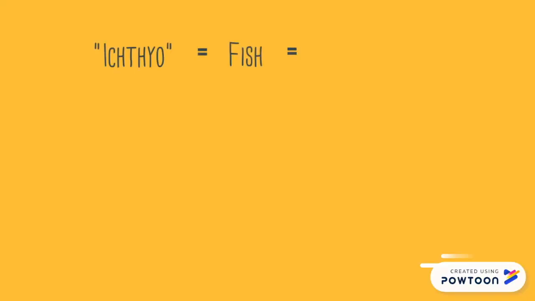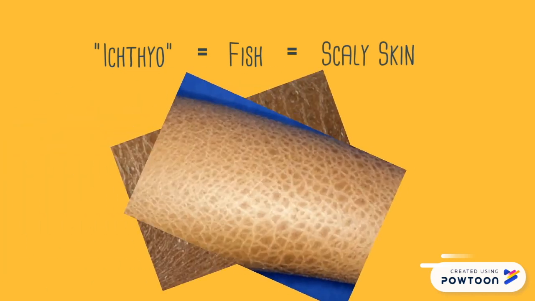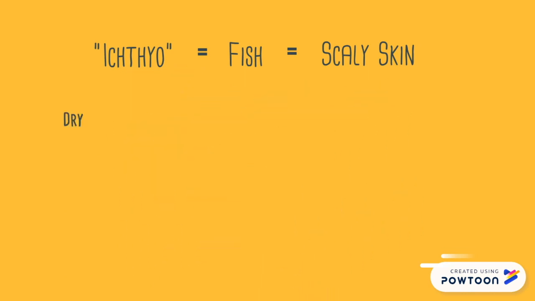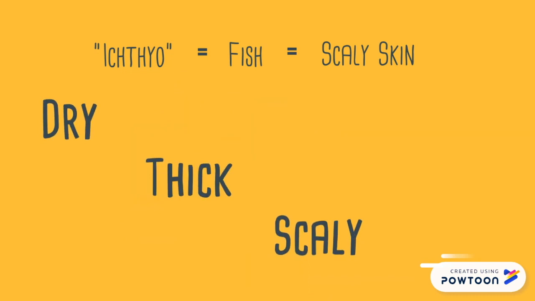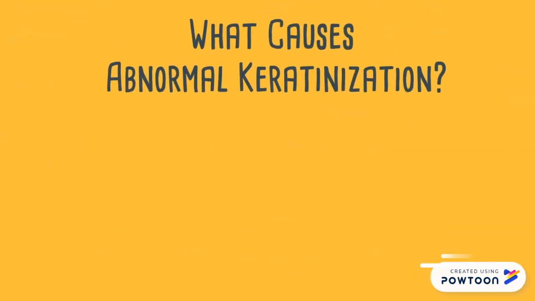Ichthyo means fish, which refers to scaly skin, and osis means condition. Therefore, ichthyosis is defined as a group of skin diseases that have the condition of dry, thick, and scaly skin. But what causes abnormal keratinization then? It can be either inherited or acquired.